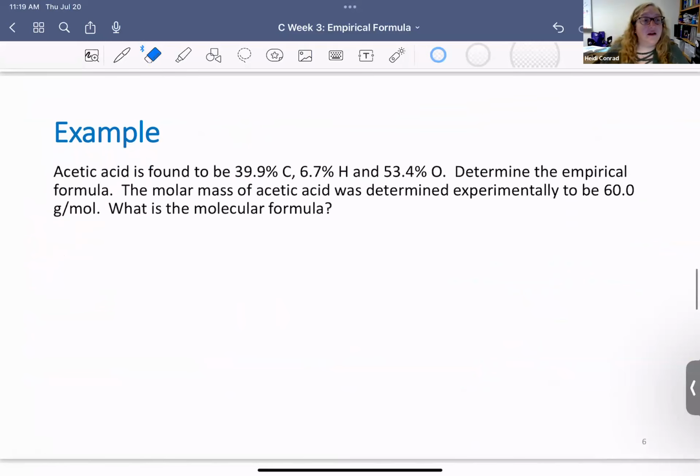Let's see. Next one: acetic acid is found to be 39.9% carbon, 6.7% hydrogen, and 53.4% oxygen. Determine the empirical formula. The molar mass of acetic acid was determined experimentally to be 60.0 grams per mole. What is the molecular formula?